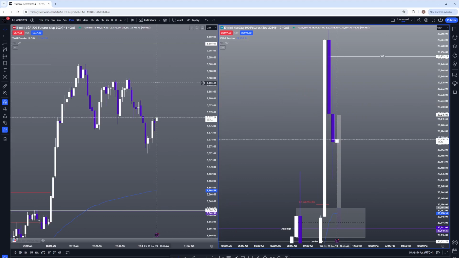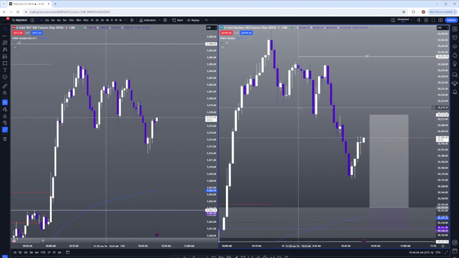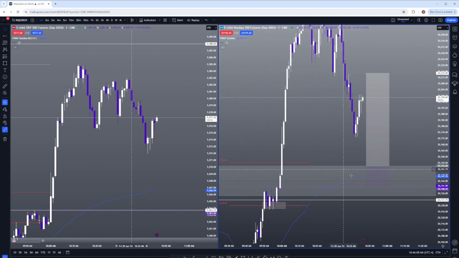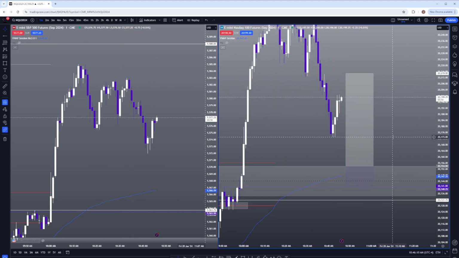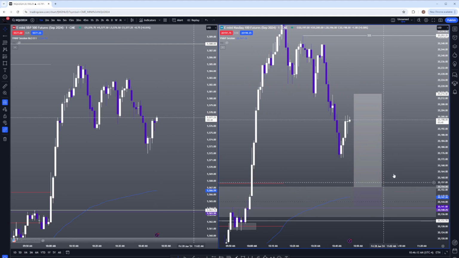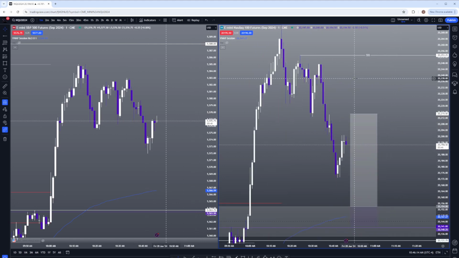So I'm just waiting for us to trade back down into the discount of our AM range. Trade into that breaker. And then I'll probably just long the longs back to the highs of the day.